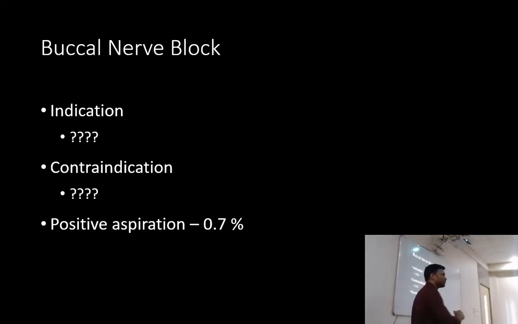And contraindication मैंने बताया था, infection होगा, you are not able to deposit the LA in this region because it won't work. So for that, if there is infection in the buccal region, if you want to perform surgery in that region, then you will have to go for Gogate's nerve block or the other blocks, extraoral technique जो मैंने बताया था वो. Okay, positive aspiration, it is very rare, आज तक नहीं हुआ है मेरे केस में.